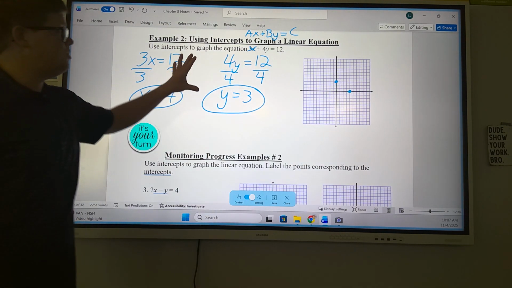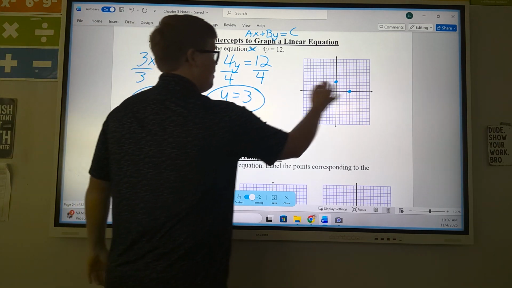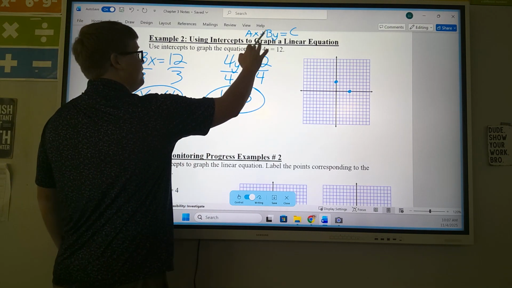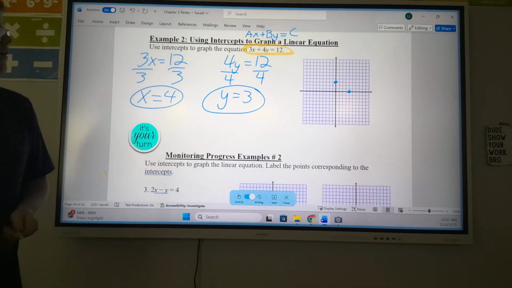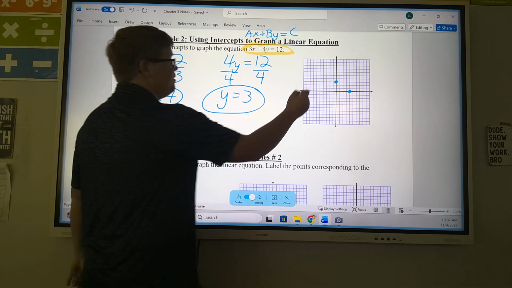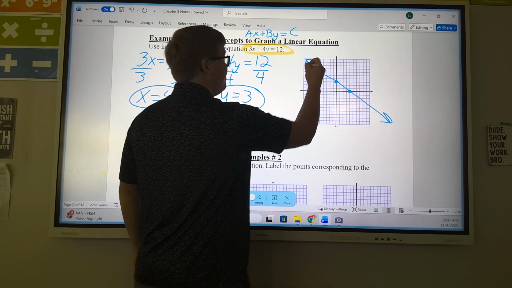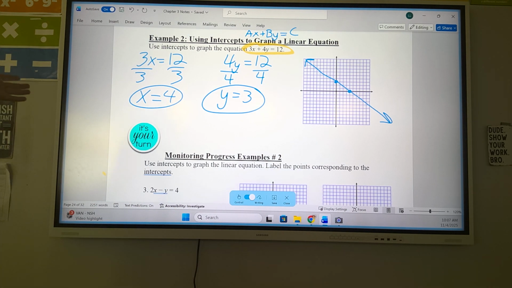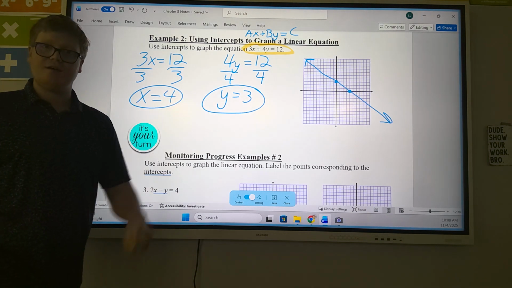Now, if these were two different equations, we would just have a straight line going across and a vertical line going across. But these come from the exact same equation. And since they come from the exact same equation, they are the same line. So since they're the same line, all we have to do is connect our dots and show that our line is going on forever and ever and ever in both directions. So that's how we graph an equation in standard form using the x and y intercepts. First, you have to find the x and y intercepts, then you graph.